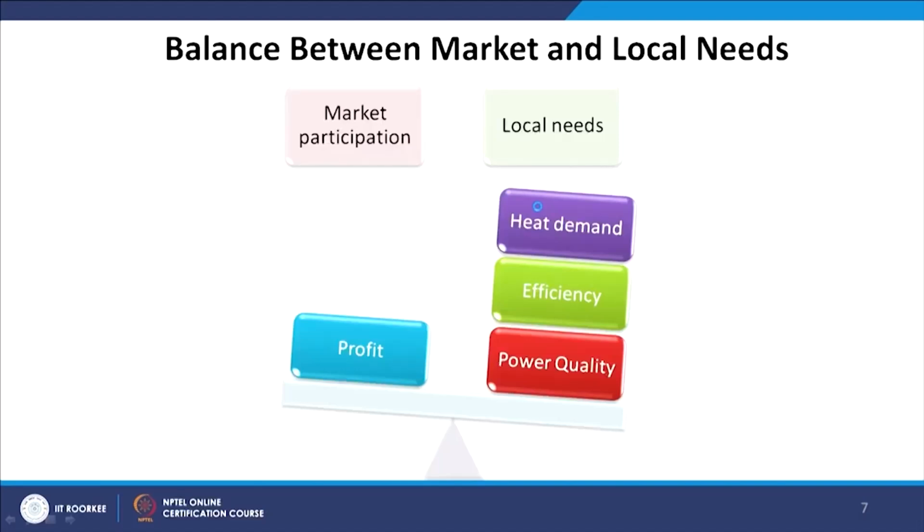Now, to balance the market and the local need, because the market is expected to have a lot of profit, whereas the customers at the consumers' end expect high heat demand, efficiency and good power supply. So, there is a local need as well as a market need, and those two need to be matched simultaneously.